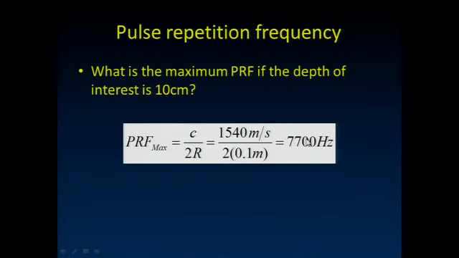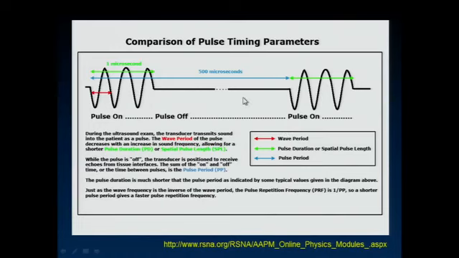7,700. So I can send out a line of ultrasound information 7,700 times a second. Now, if it takes about 100 lines of ultrasound to make one image, that means I can make about 77 images per second. And we'll talk a little bit about that in a little while.